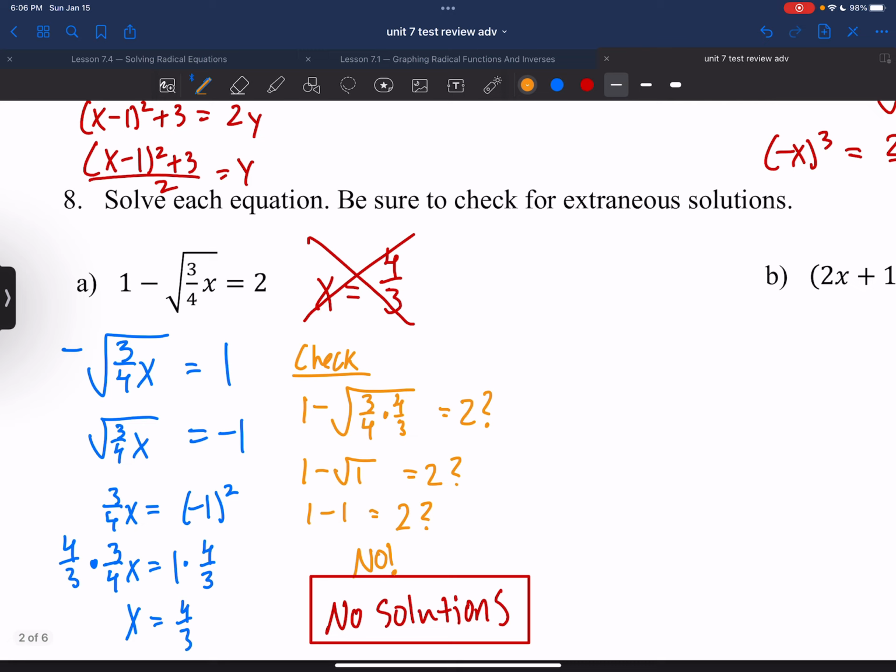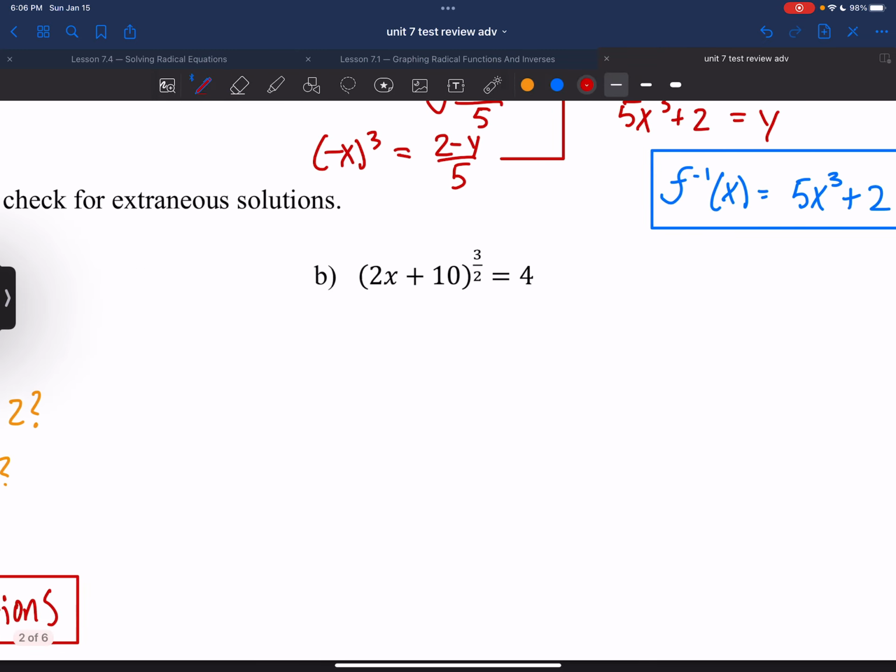Also, hey, psst. Should have been a red flag here. This says 1 minus some number equals 2. And whenever you take the square root of a number, you'll never get a negative, which means that's never going to be true. I would need that result to be -1, and that's not going to happen.